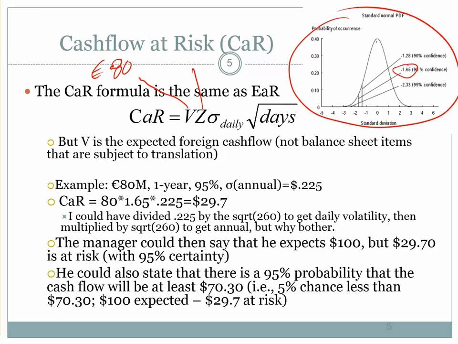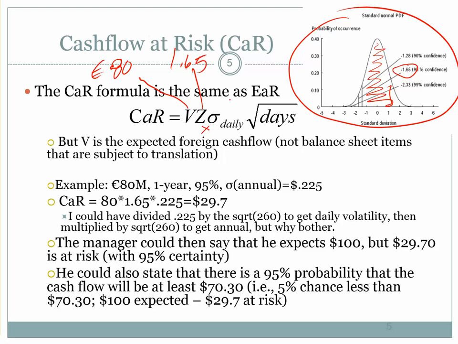In other words, if I'm looking at exchange rates next year, there's a 95% chance that I will not see an adverse 1.65 standard deviation change or more. But there is a 5% chance of getting a 1.65 standard deviation change or more. So in this case, my Z depends on my confidence level, and then I'll use 1.65.